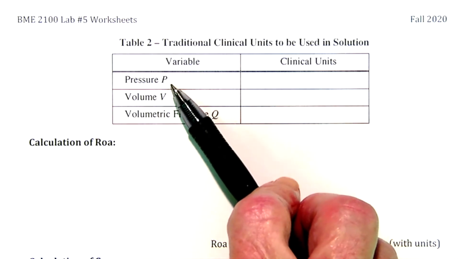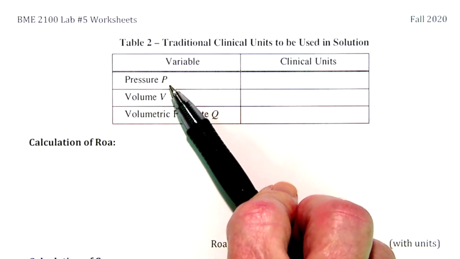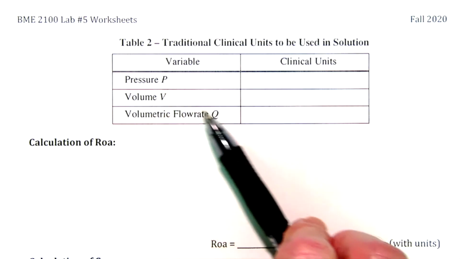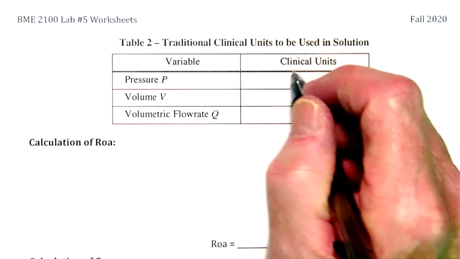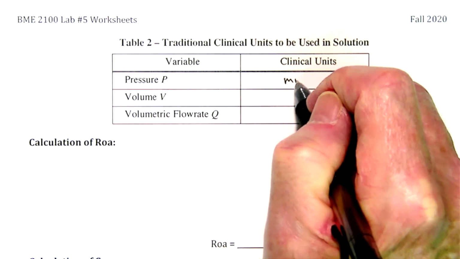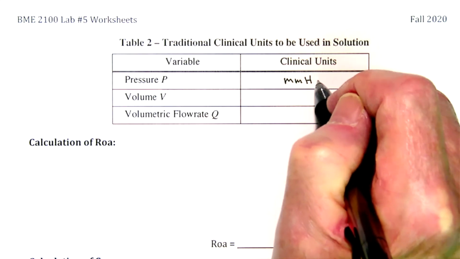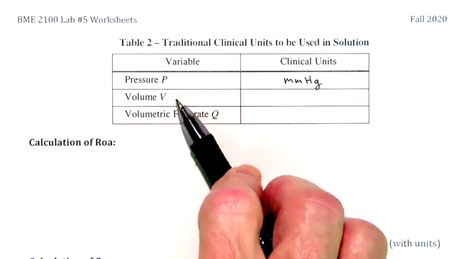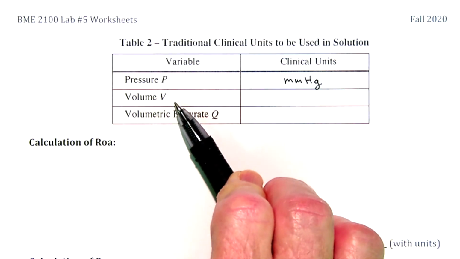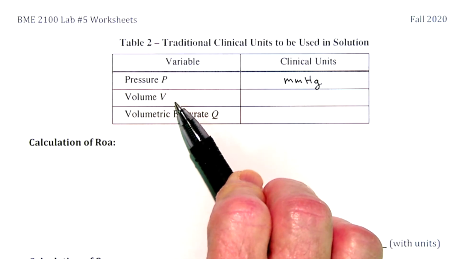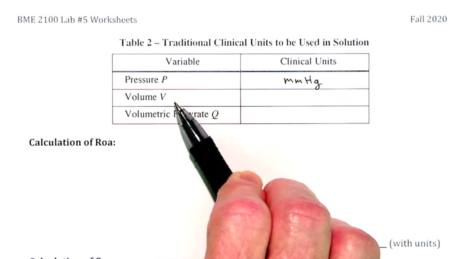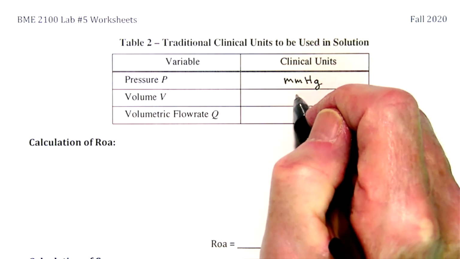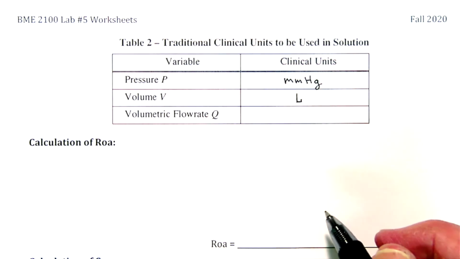Well, for pressure, we have 2 possibilities. We have Pascal in SI units or millimeters of mercury, which are clinical units. Since we're doing a clinical simulation, it makes sense for everybody to use millimeters of mercury as the units for pressure. Please mark that down in the table. For volume, we have a couple of choices, both clinical, milliliters or liters. Based upon our past experience, liters give us numbers that are a little bit more manageable. So let's choose liters as our units for volume, not milliliters.